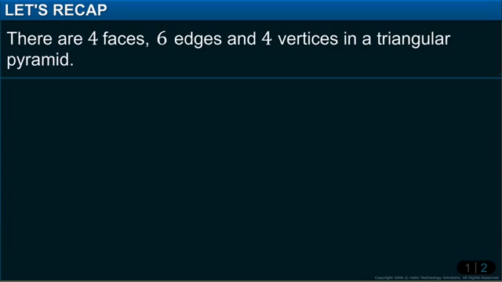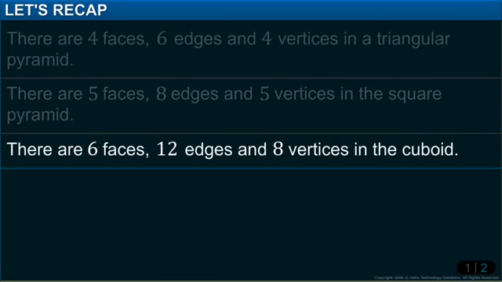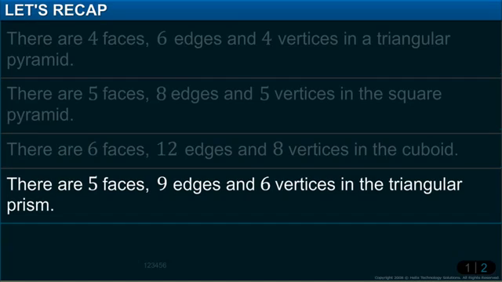There are four faces, 6 edges, and 4 vertices in a triangular pyramid. There are 5 faces, 8 edges, and 5 vertices in the square pyramid. There are 6 faces, 12 edges, and 8 vertices in the cuboid. There are 5 faces, 9 edges, and 6 vertices in the triangular prism.